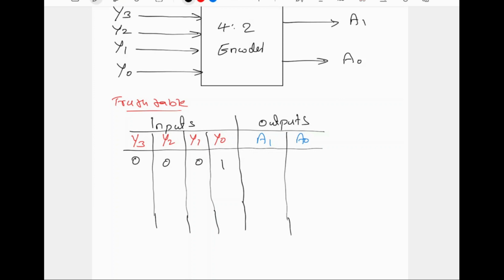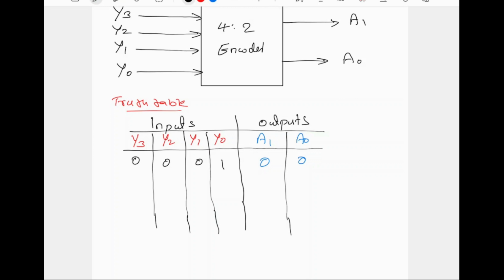In an encoder, we will get a binary output with respect to which input line is high. According to the order of input line, we will get a particular binary sequence in the output. Here in the first case, y0 is high. So in the output, A1 is 0 and A0 is 0. So if both A1 and A0 are 0, we will come to know that the input line y0 is high at that time. All other inputs are low.